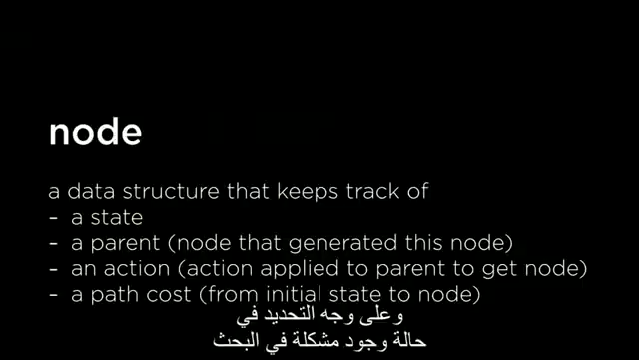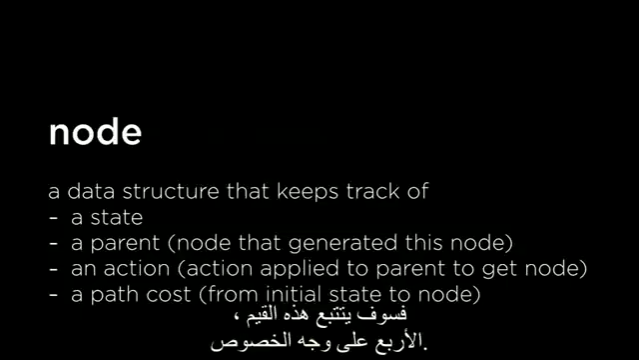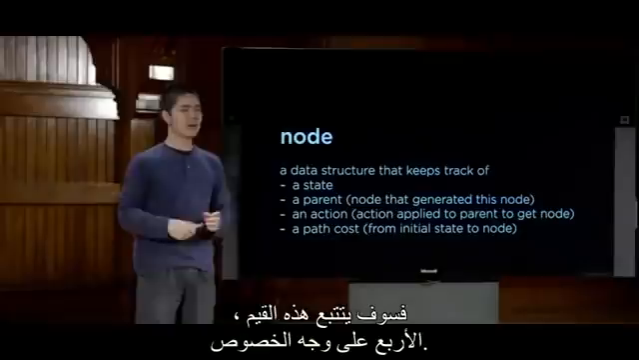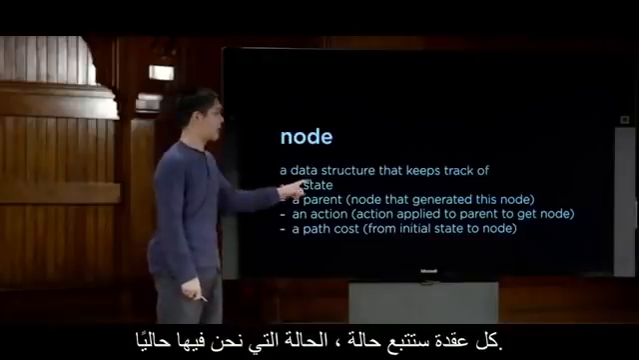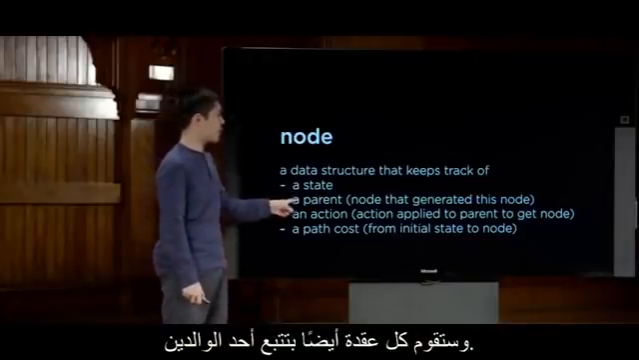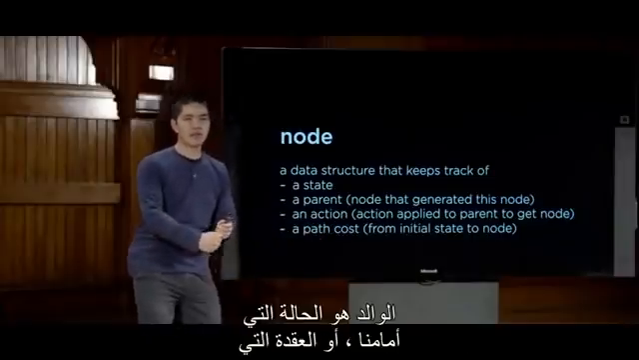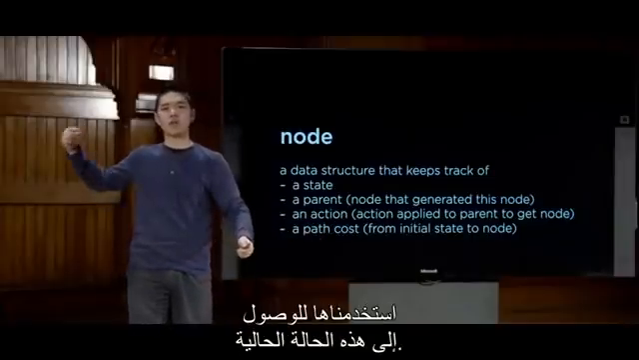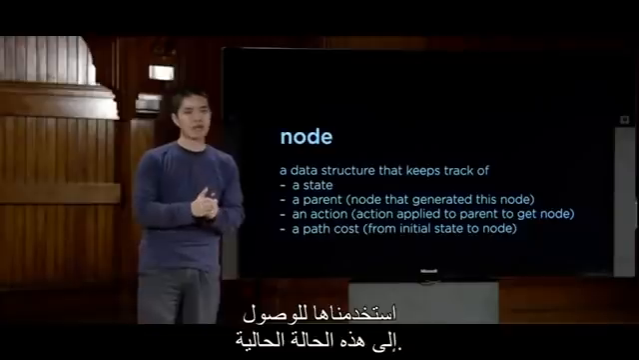And specifically in the case of a search problem, it's going to keep track of these 4 values in particular. Every node is going to keep track of a state, the state we're currently on. And every node is also going to keep track of a parent, being the state before us, or the node that we used in order to get to this current state.